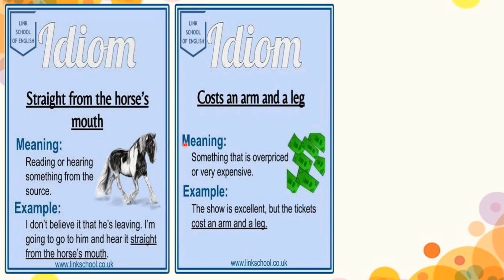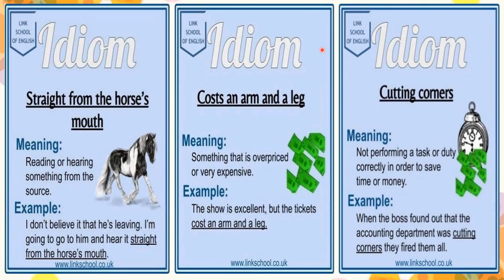Costs an arm and a leg, meaning something that is overpriced or very expensive. Example: The show is excellent but the tickets cost an arm and a leg. And the last one that we have, cutting corners, meaning not performing a task or duty correctly in order to save time or money. When the boss found out that the accounting department was cutting corners, they fired them all. So I hope you learned about these idiomatic expressions because the meanings and examples were given on how to use them in a sentence.